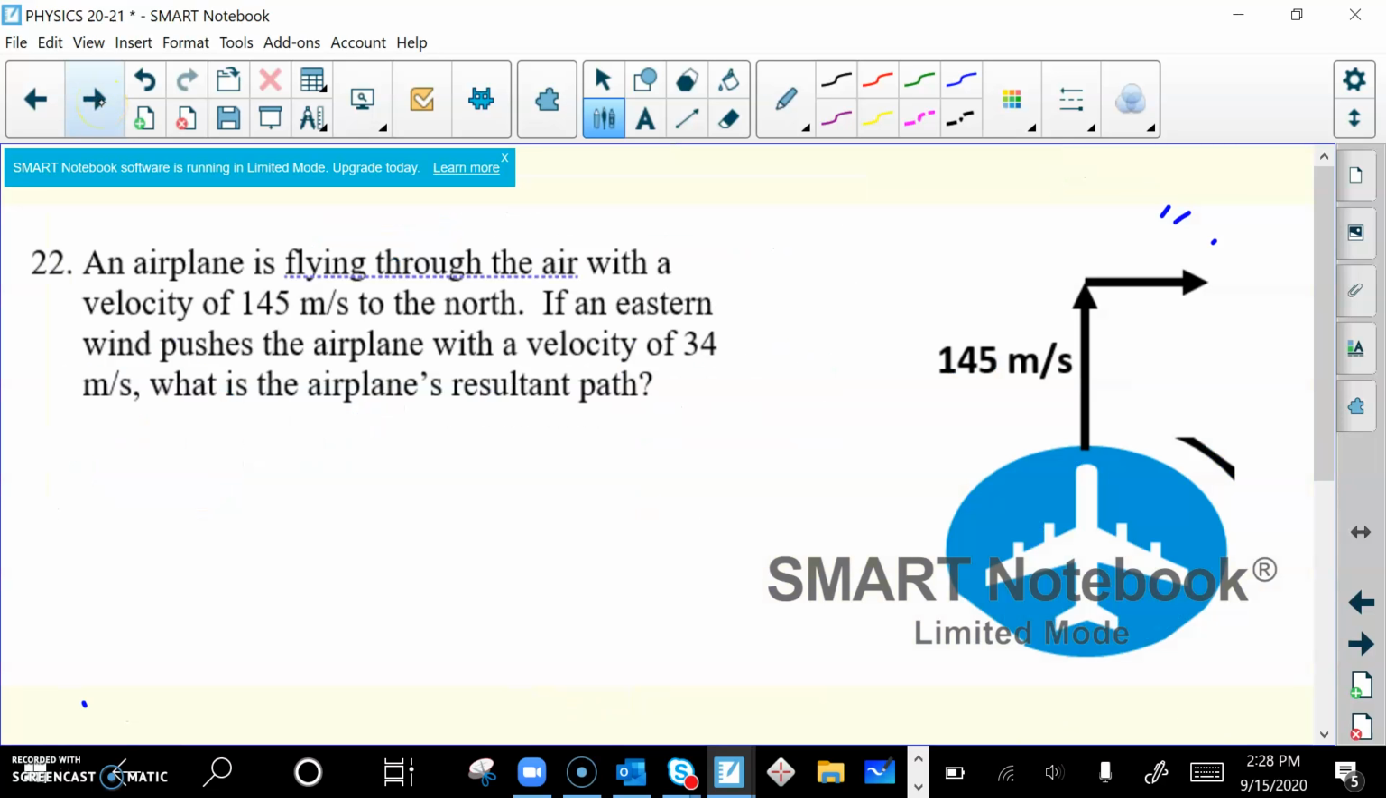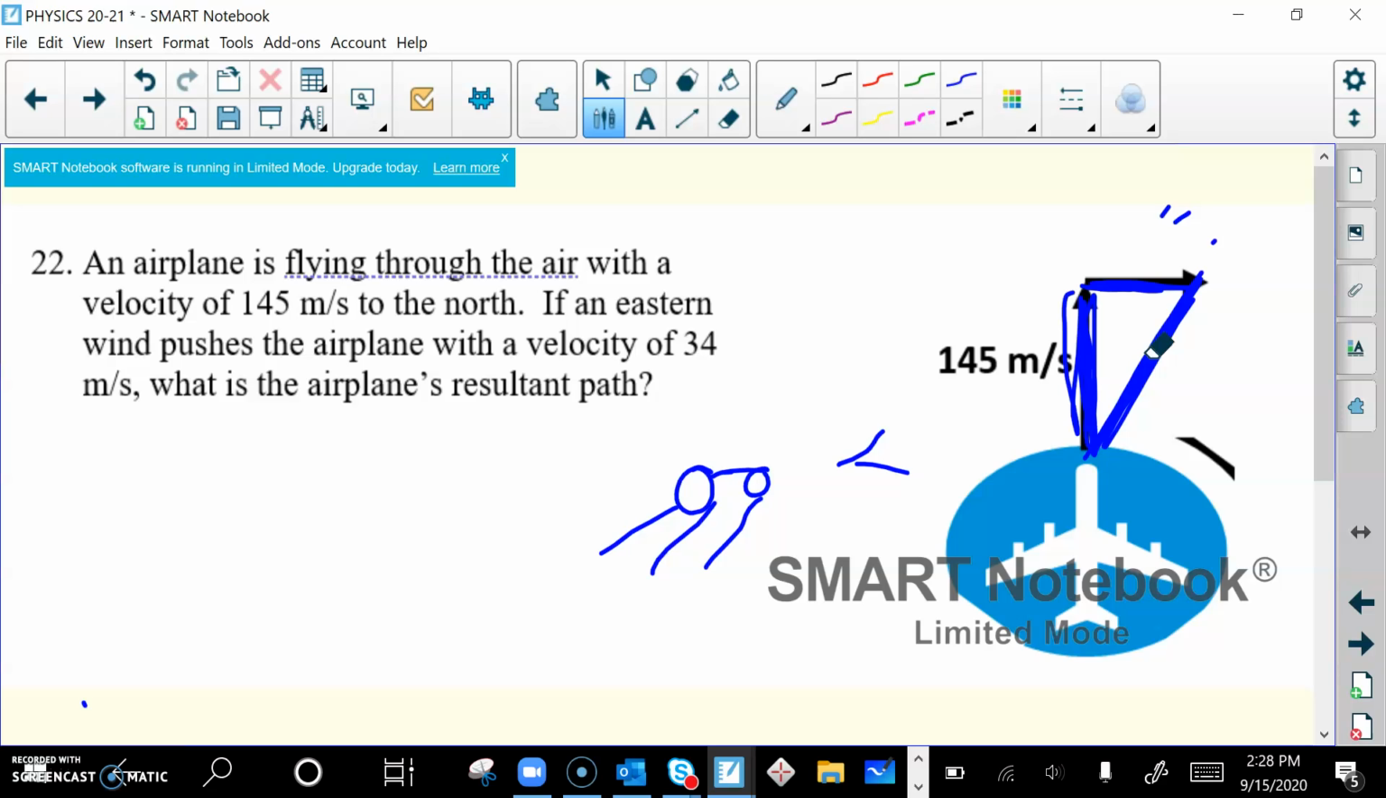So next one, 22. An airplane is flying through the air with a velocity of 145. So this plane is going up 145 meters per second. It's being blown sideways at 34 meters per second. The plane is not going to go straight. Why? Because you have a horizontal sideways vector pushing it sideways. It's like you riding your bike down the street and there's a wind pushing you. You're eventually going to move off to the side, either to the left or to the right, depending on where the wind is blowing you. So this plane goes that way.